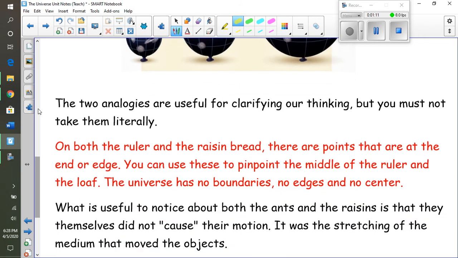On both the ruler and the raisin bread, there are points at the edge or the end, and you can use this to pinpoint the middle of the ruler or the loaf. This is something a lot of students have trouble with. The universe does not have boundaries. There is no center to the universe. There's no edge to the universe. That's where it's strange. You cannot move to the middle of the universe. It doesn't have a middle.